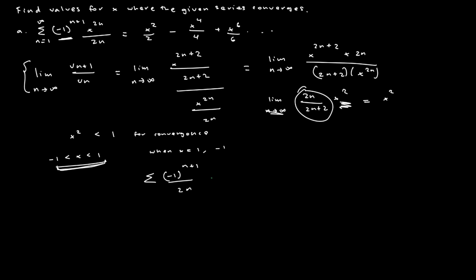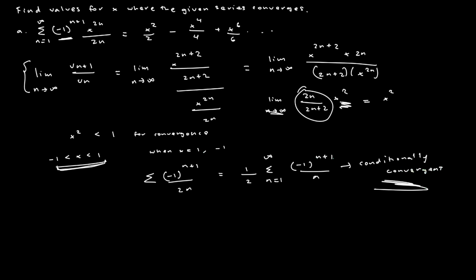And so another way to rewrite this summation is 1/2 times the sum from n is equal to 1 to infinity of negative 1 to the n plus 1 divided by n. And this is just the alternating harmonic series, which we know is conditionally convergent. And so we can say that at x is equal to 1, we converge because we're conditionally convergent by the alternating series test.